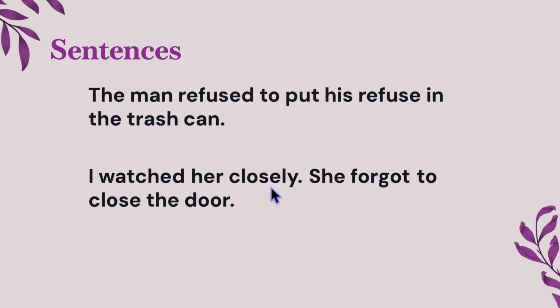I watched her closely. She forgot to close the door. Notice here, as an adverb, we have the S form. As a verb, it becomes Z. Listen again. I watched her closely. She forgot to close the door.